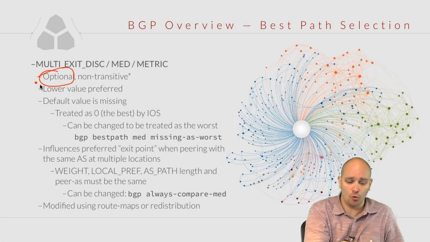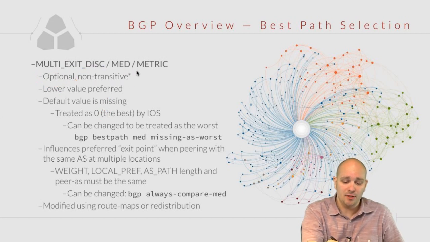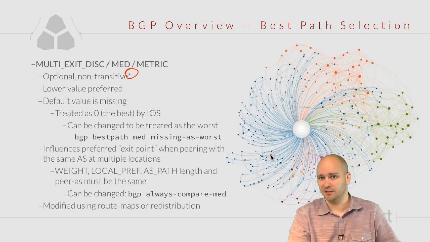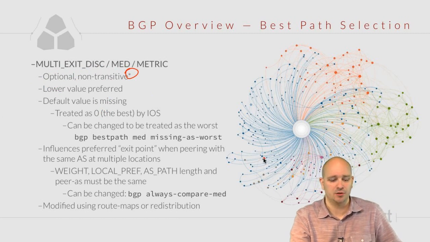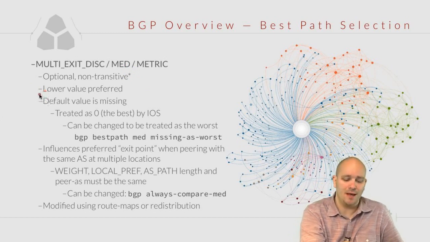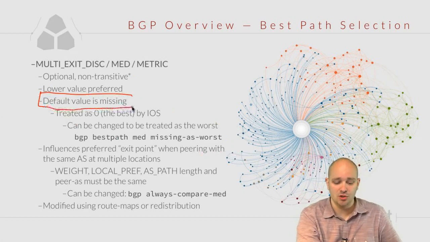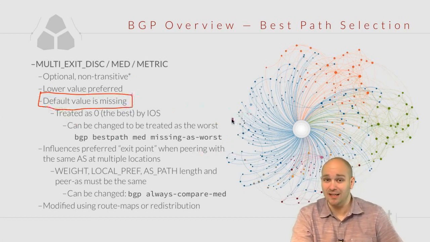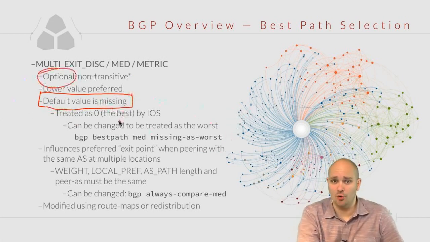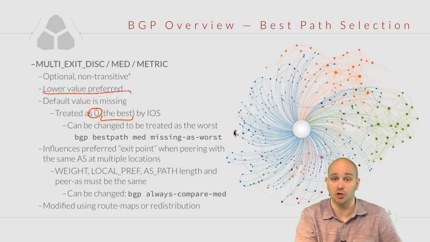First of all, MED, or multi-exit discriminator, is an optional attribute, and it's also non-transitive. But you remember that I did use that little star when I first talked about the multi-exit discriminator. I'll explain that in a moment. If we end up using MED, the lower value will be preferred. However, in IOS, there is no default value for it, which means it's really missing, because it is, after all, an optional attribute. Now, in IOS, by default, a missing MED is actually treated to be 0, or the best value, because we are going to prefer the lower value.